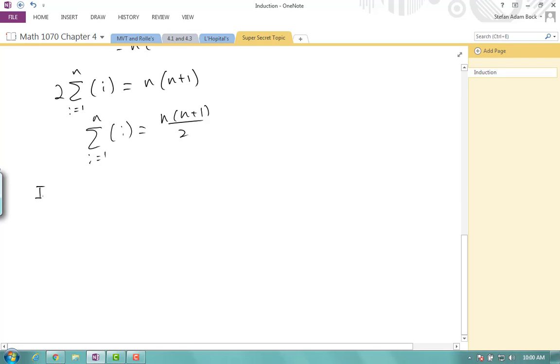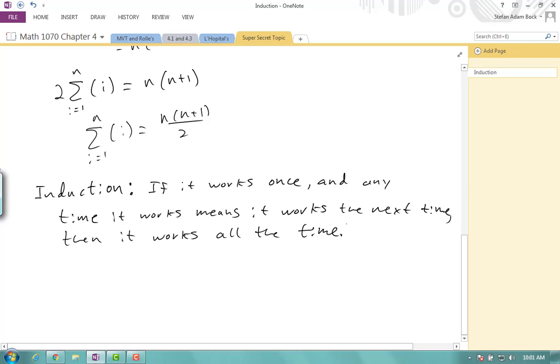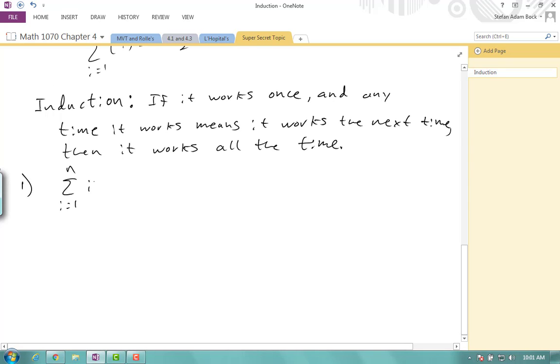And what induction is, it's usually called the principle of mathematical induction. It can be summarized as follows. If it works once, and any time it works the next time, then it works all the time. Which is kind of a funny way to say things, but let me dress it up in terms of the sum of the integers from 1 to n. So I'm going to be using induction to prove that the sum of the integers from 1 to n is equal to n times (n plus 1) over 2.